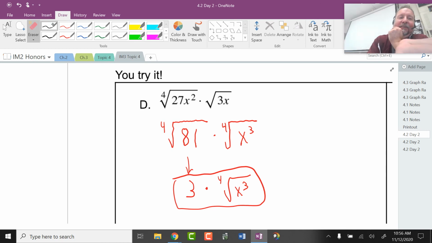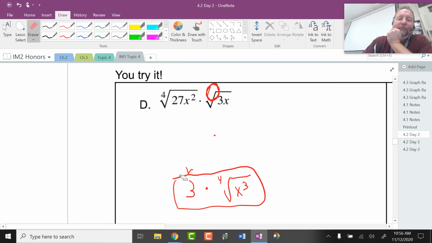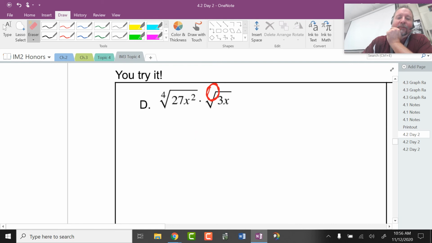What did I do wrong here, Jad? I didn't look at this. Does that say a fourth root here? Yes or no? Good. I'm glad I did this. Erase all of that, everybody. We did that completely wrong. Wrong, wrong, wrong. Okay. Sorry about that, everybody.